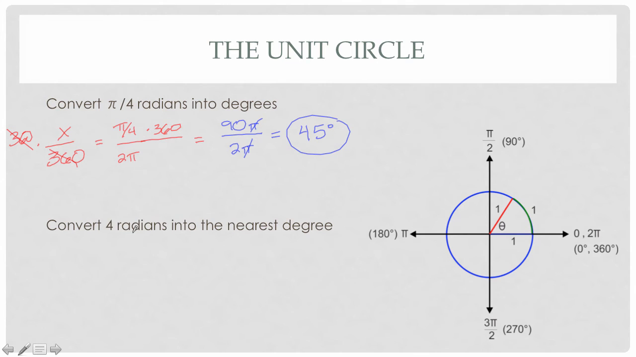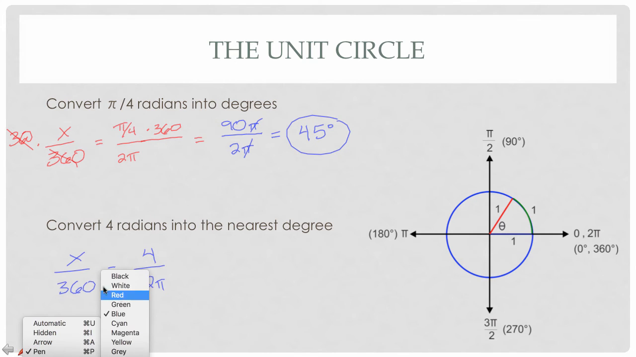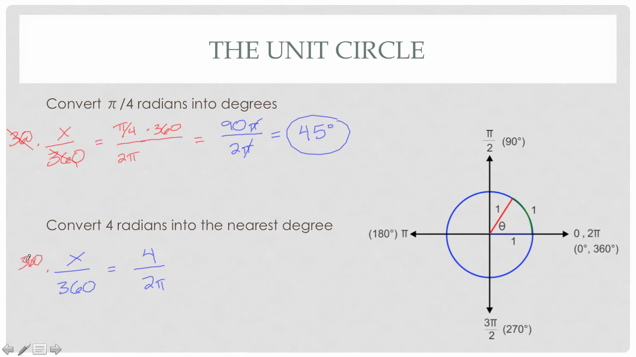Well, now let's do 4 radians. All right, so I don't know how many degrees. It's x out of 360 degrees. But it does equal 4 radians out of 2 pi radians. 360, 2 pi totals. Multiply both sides by 360. 4 times 360 is 1440 over 2 pi. Well, that's going to turn into 720 over pi.